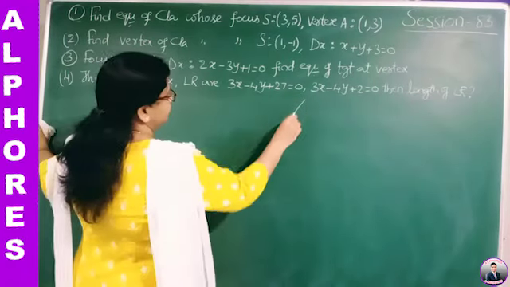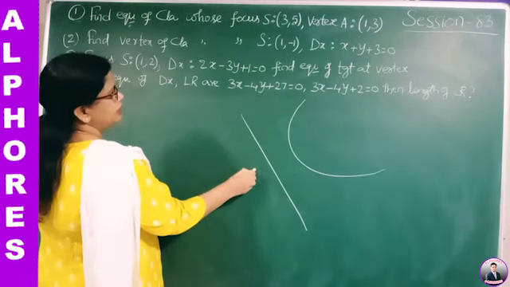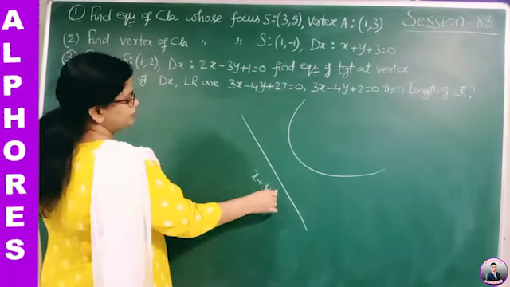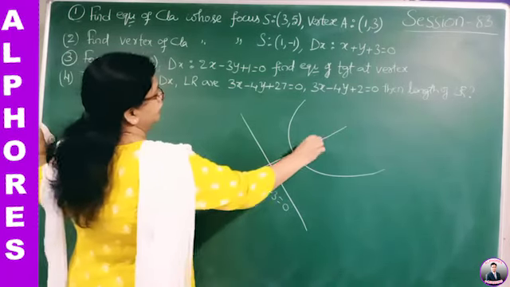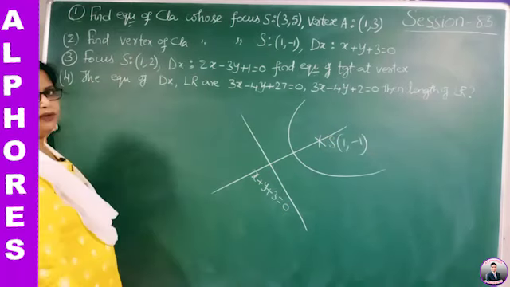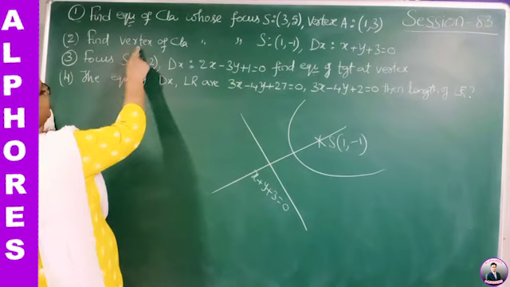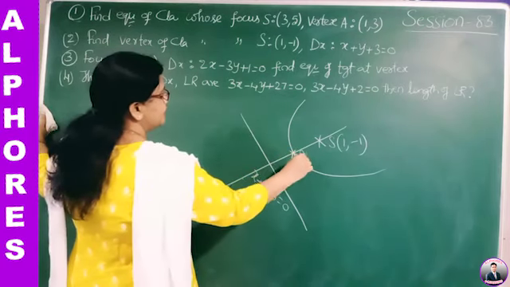Observe here, this is our parabola, suppose, and this is our directrix equation. It is given by x plus y plus 3 equal to 0. And here the focus is given. What is the focus given here? (1, minus 1). And now the question is, what is the vertex of the parabola?